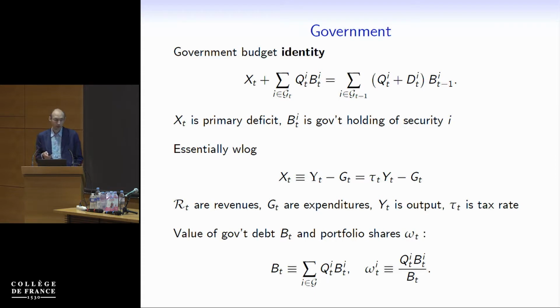Yes? I guess tau and G are both endogenous, or which one is exogenous? This is a very good question. Tau will be endogenous. For G we will be agnostic, and it can be endogenous or exogenous.